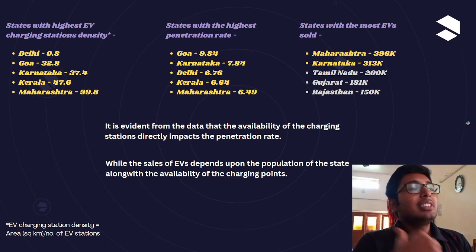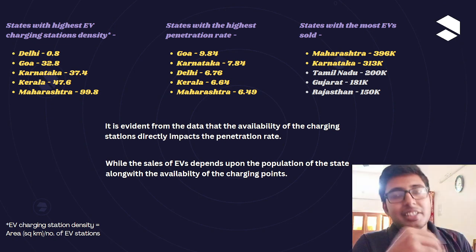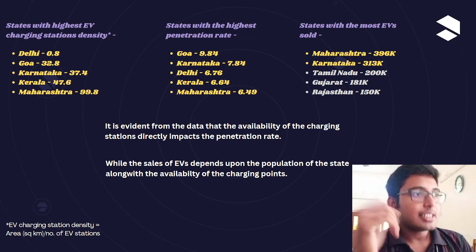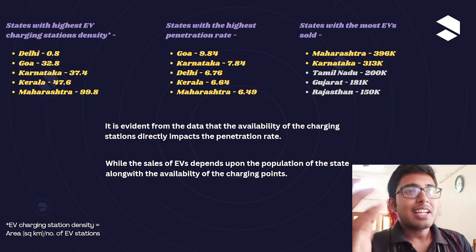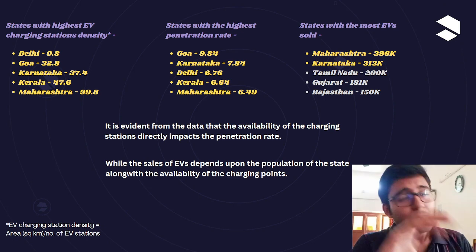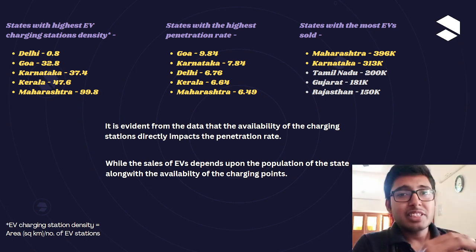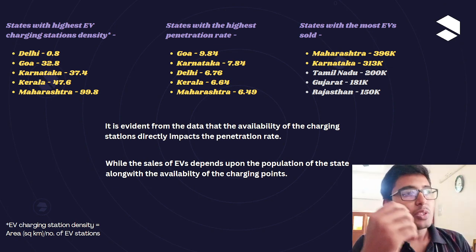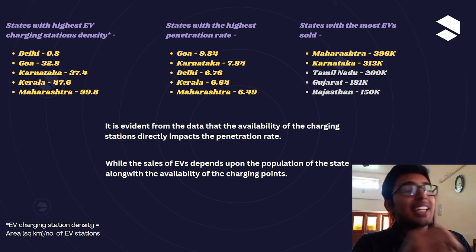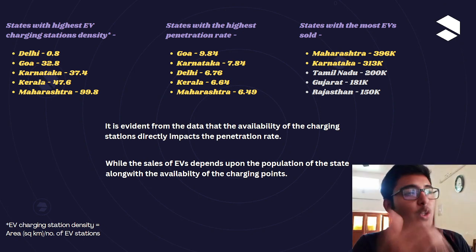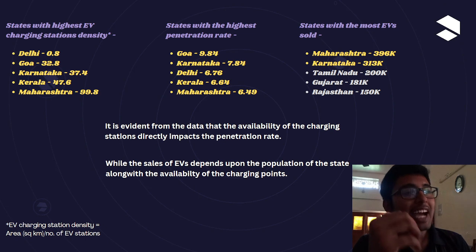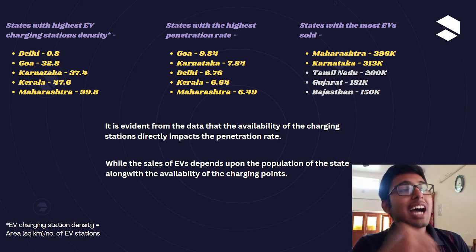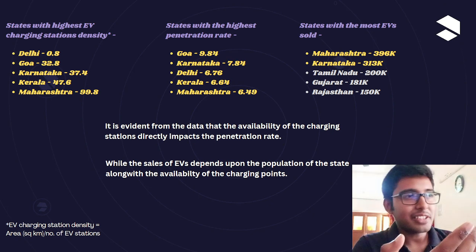Then I found the EV charging station density. To find the charging station density, what I did is, firstly, I found the number of charging stations present in that particular state and then divided it by the area of that state. So that gave me 0.8 for Delhi, followed by Goa, Karnataka, Kerala, and Maharashtra. These are the states that have the highest EV charging station density.